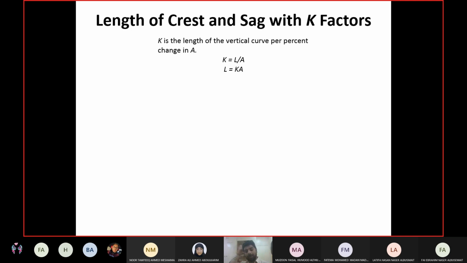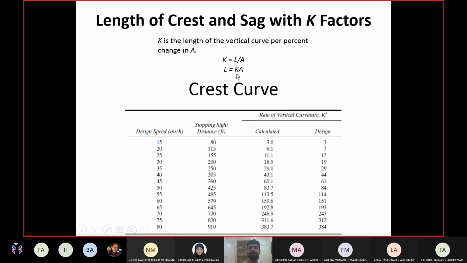Then we have the concept of K. What is K? K is L upon A. L is the length of the curve and A is the change in gradient. So K is the change in length required for unit change in gradient. To have 1% change in gradient, how much length is required? That is K. So K is calculated as L upon A. If you want to calculate L from K, then you will do K into A.